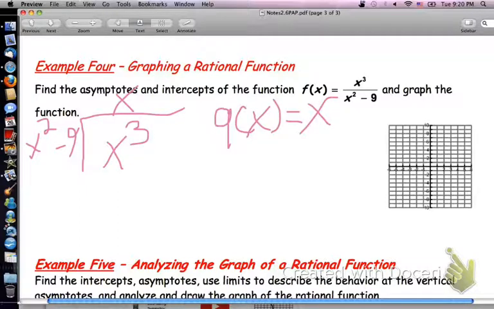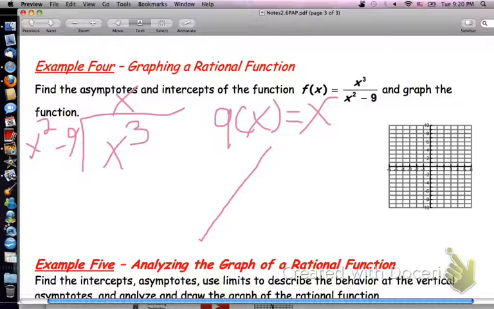So we're going to actually have a slant asymptote. Our function will approach this line at a slant as we approach both negative infinity and infinity. So that would be your horizontal asymptote, in this case a slant asymptote.